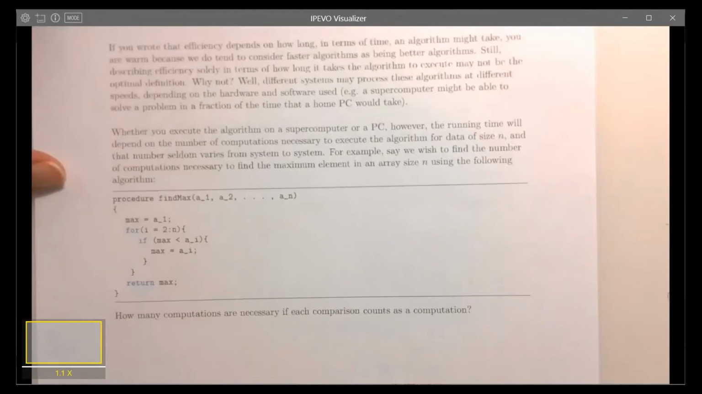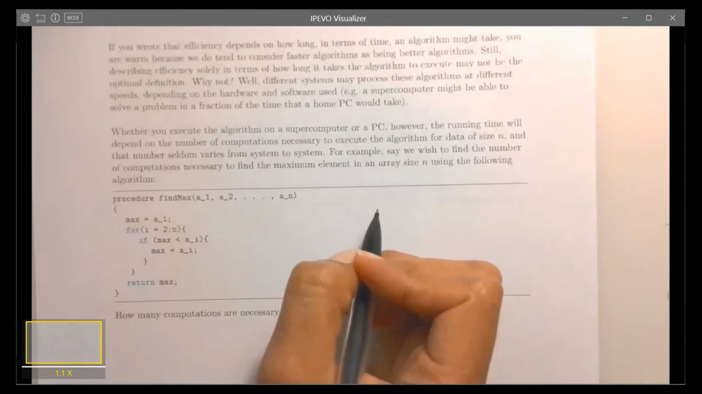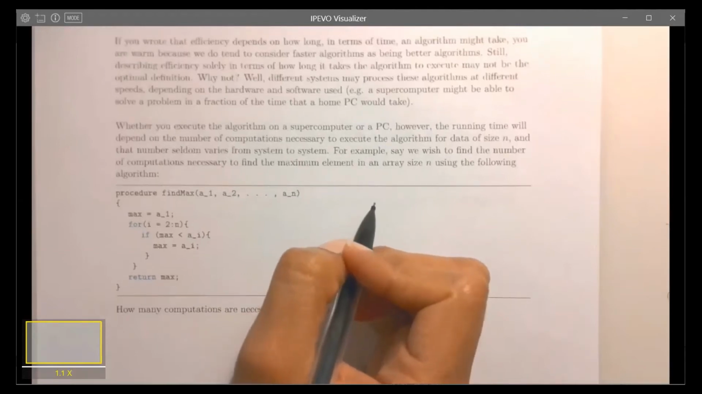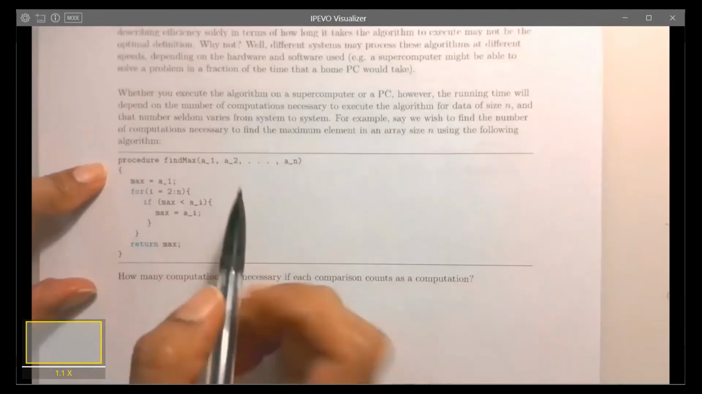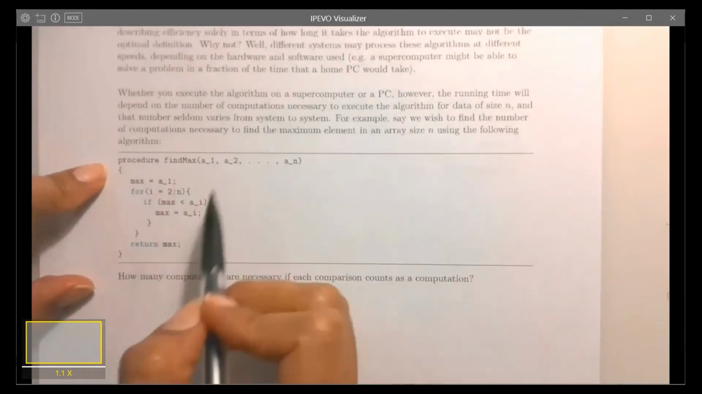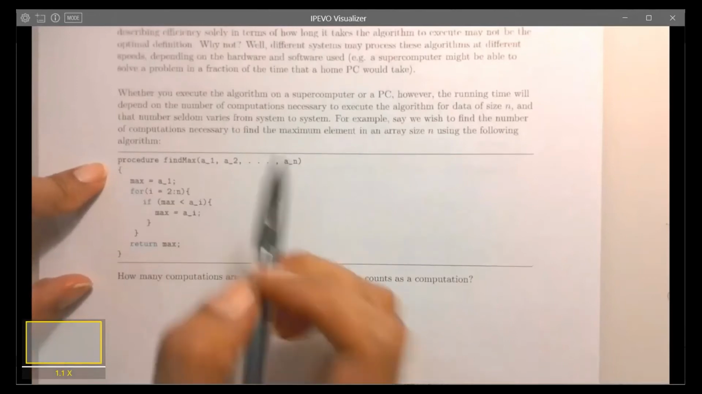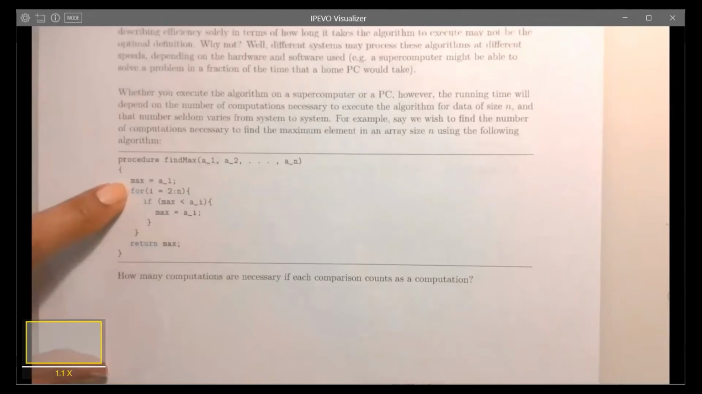So instead, what we want to think about is the number of steps, or the number of visits that are made in order for an algorithm to execute. So here's an example. Let's say that you have this procedure of finding the max of some given n elements. And we start off by defining, well, the max is the first element, even though it may not be, but for now we're saying that is the max.